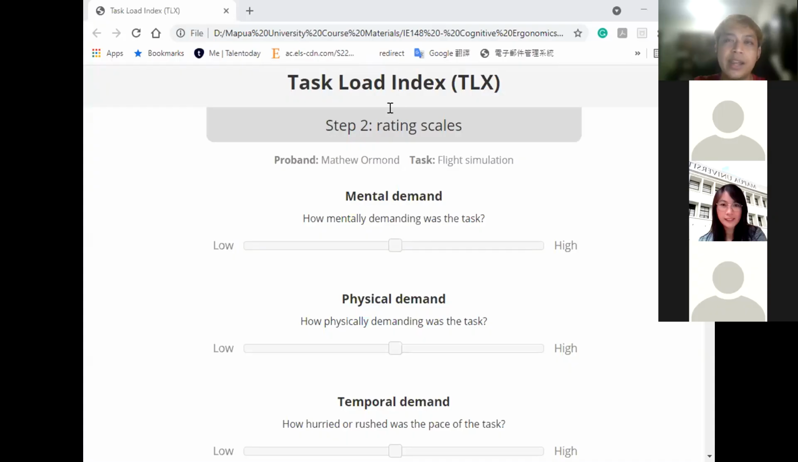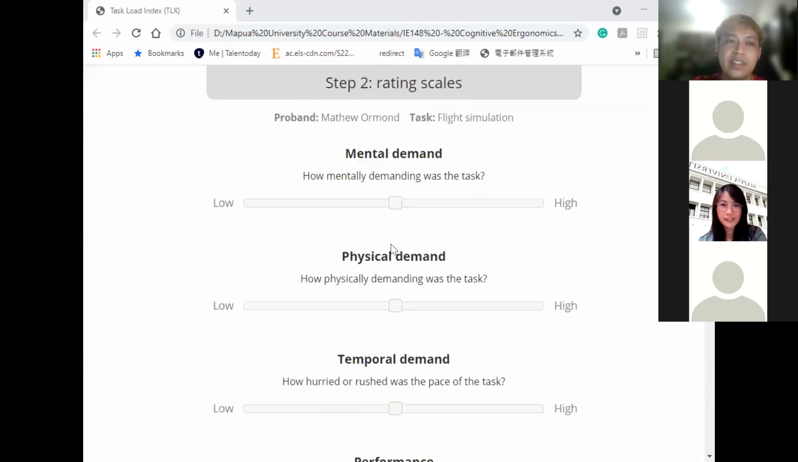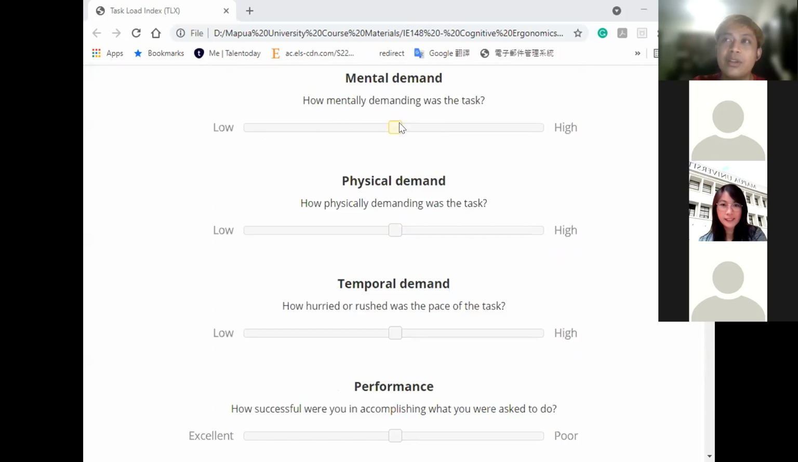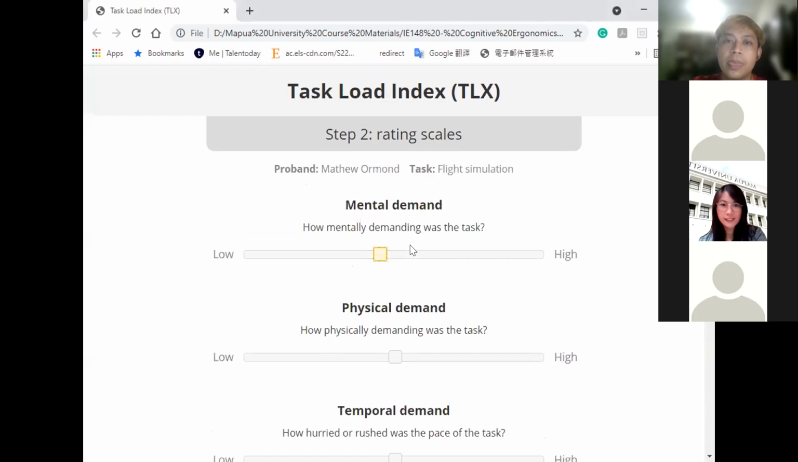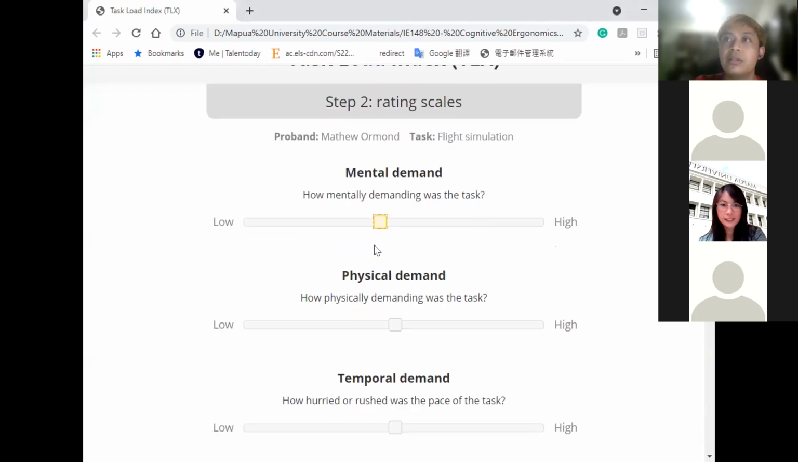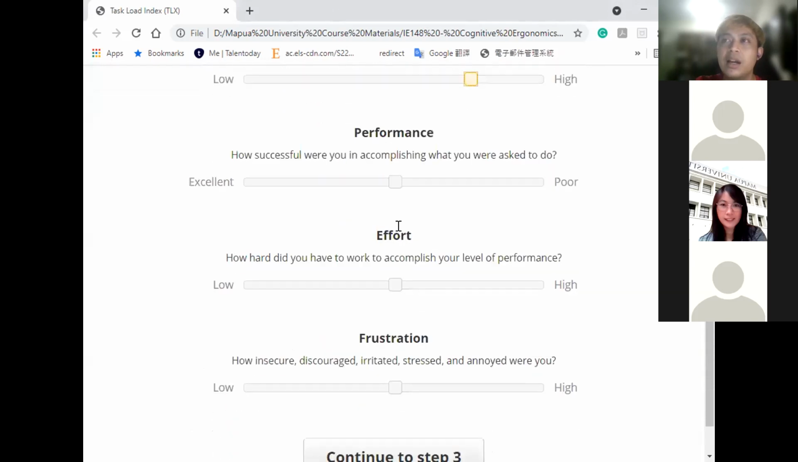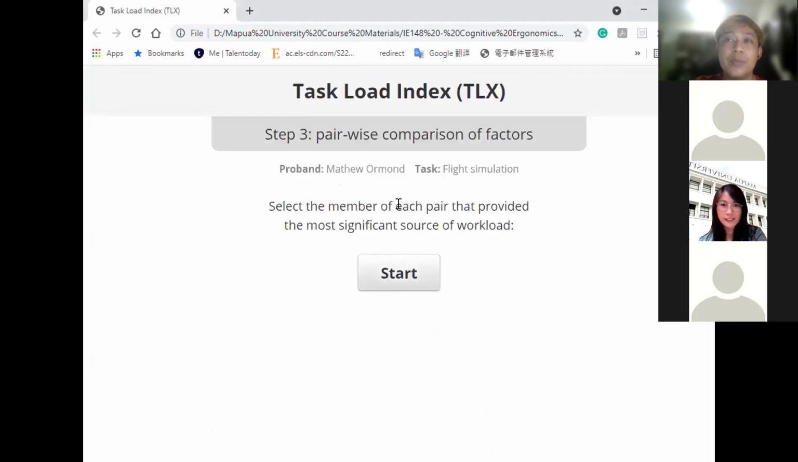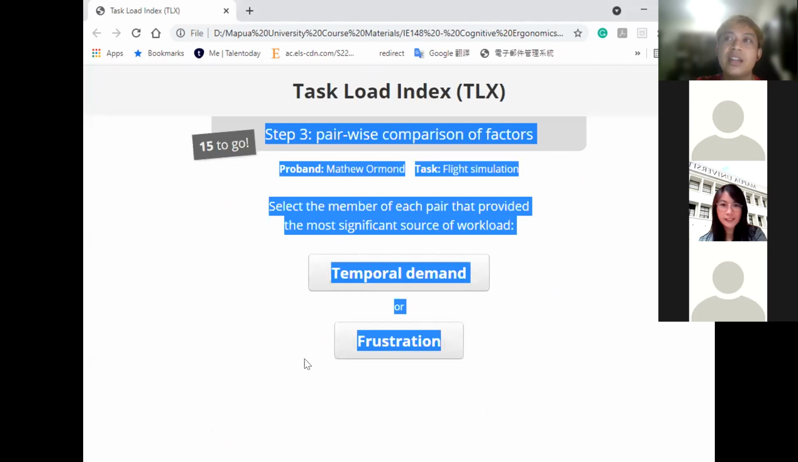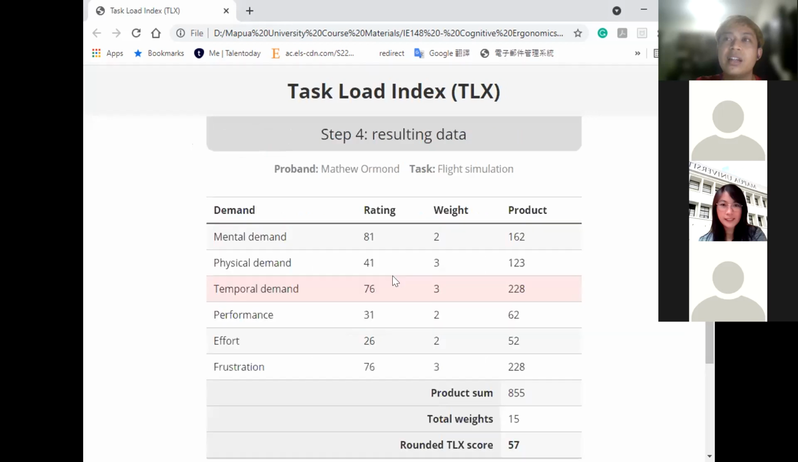I think I already showed this one before, right? In the class. Here the interface is measuring, somehow, from 0 to 100 for the value. But this is only for one certain task. Let's say up to here. Then there is a pairwise comparison, for 1 to 15. And then later on you can get the result immediately.